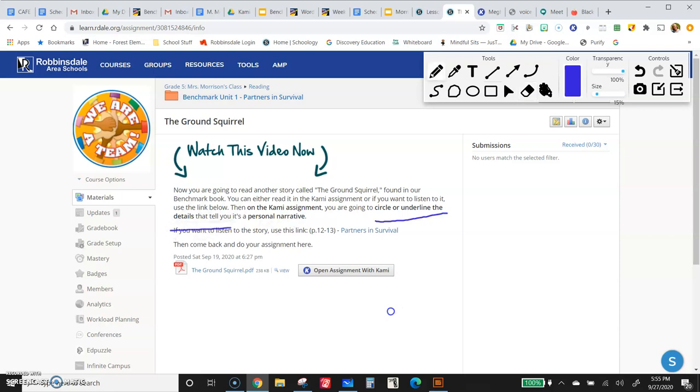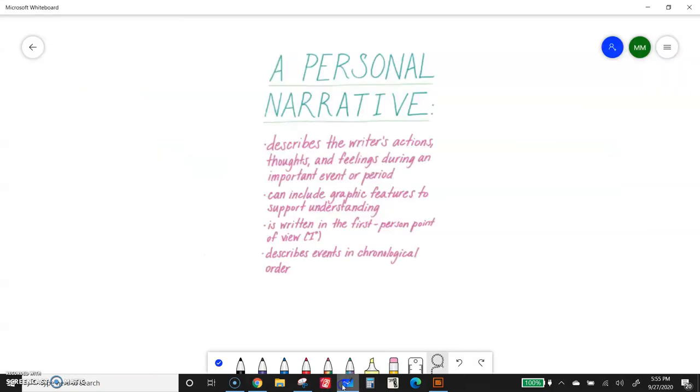So, personal narrative. Now you might wonder, what is a personal narrative? Well, it is a story that describes the writer's actions, thoughts, and feelings during an important event or period. So you're hearing about what a person thinks, essentially. Okay? What they did, what they thought, what they felt during a certain time of their life. Maybe when they were a kid, maybe something they went through as an adult.